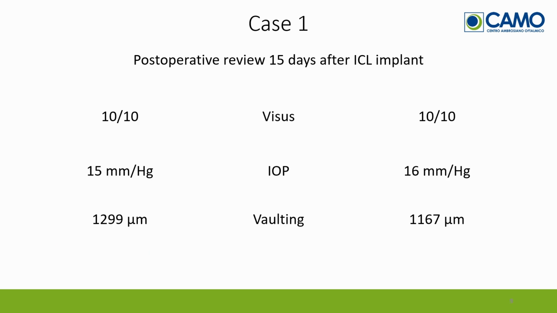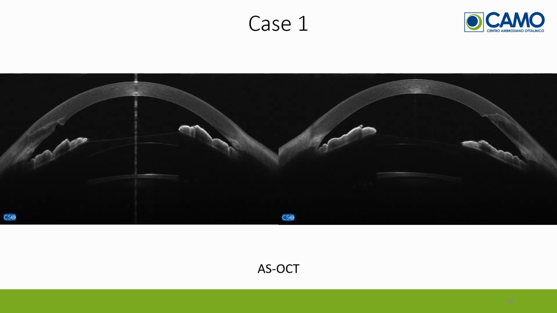Postoperatively, the patient was delighted from the start. The anterior chamber was quiet, intraocular pressures were satisfactory with round pupils. The natural vision was 10/10. Patient very happy. But the vaulting of the lens was very high. It was over 1000 microns in both eyes.